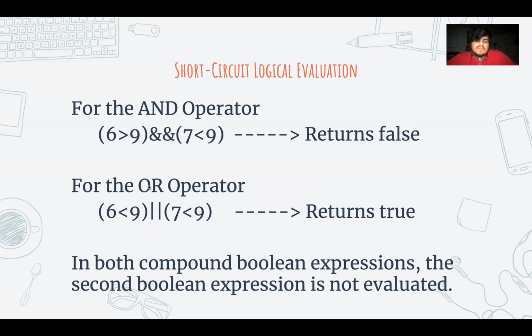Now you have the OR operator here, right? Is 6 less than 9? That's a true statement. The next statement over here that I'm circling right now doesn't matter if it's true or false, because the computer already determined that this side is true. And since this is an OR operator, it only needs one true for the entire thing to be true. So it returns true without even seeing the 7 is less than 9. In both compound Boolean expressions, the second Boolean is not even evaluated.